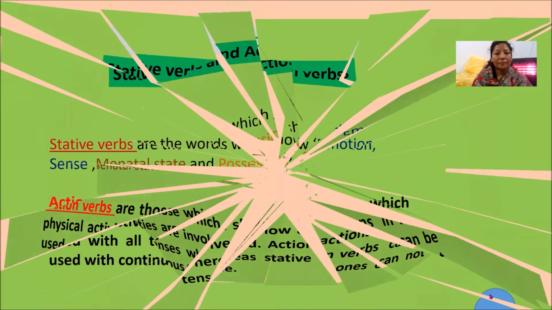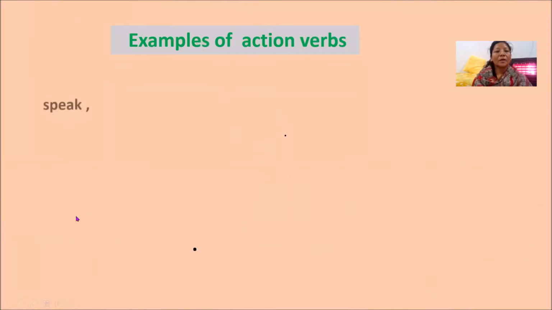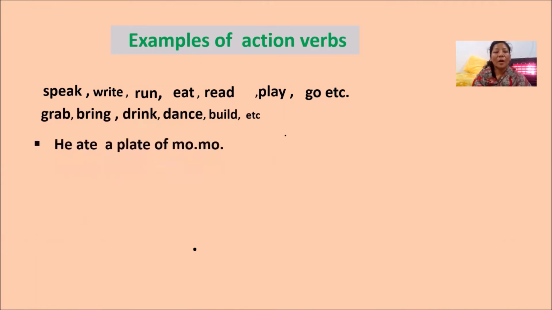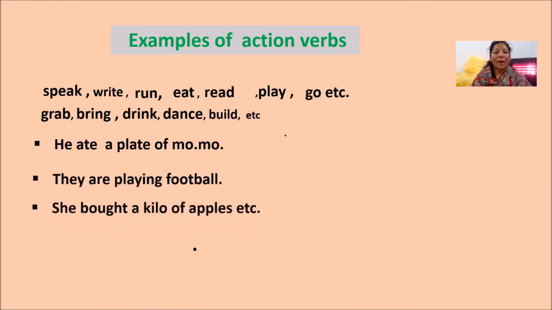For example, here: speak, write, run, eat, read, play, go, etc. Grab, bring, drink, dance, build, etc. He ate a plate of momos. They are playing football. She bought a kilo of apples. These are examples of action verbs. In these verbs, physical activities are involved and they show action.